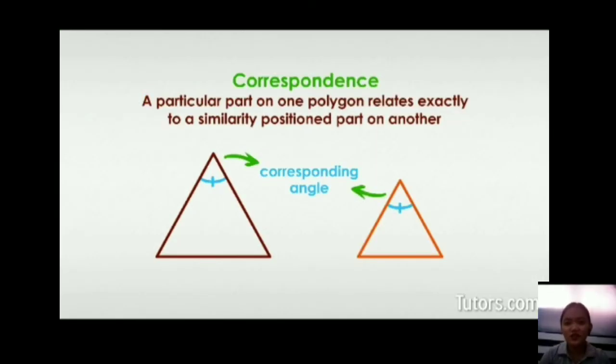Correspondence. In geometry, correspondence means that a particular part on one polygon relates exactly to a similarly positioned part on another. Even if two triangles are oriented differently from each other, if you can rotate one to orient it the same way and see that their angles are alike, you can say those angles correspond. The three theorems for similarity in triangles depend upon corresponding parts. You look at one angle of one triangle and compare it to the same position angle of the other triangle.